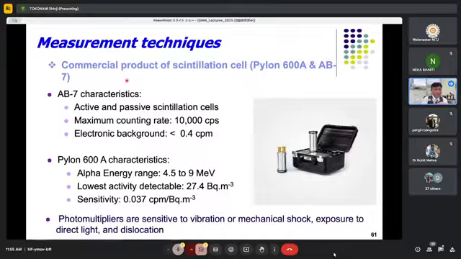Here is a commercial product of scintillation cell, Pylon 600A and AB7. This is a counting device. AB7 characteristics: active and passive scintillation cells are available. Maximum counting rate 10,000 CPS. Electronic background less than 0.4 CPM.